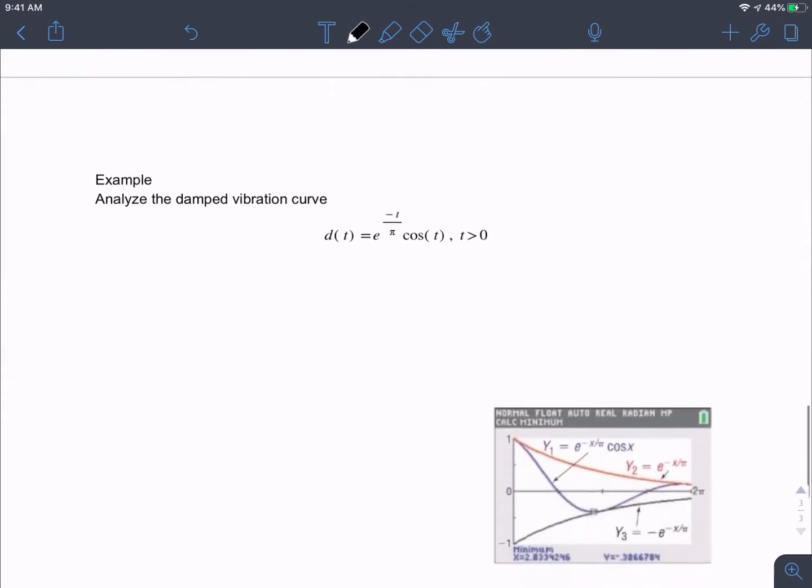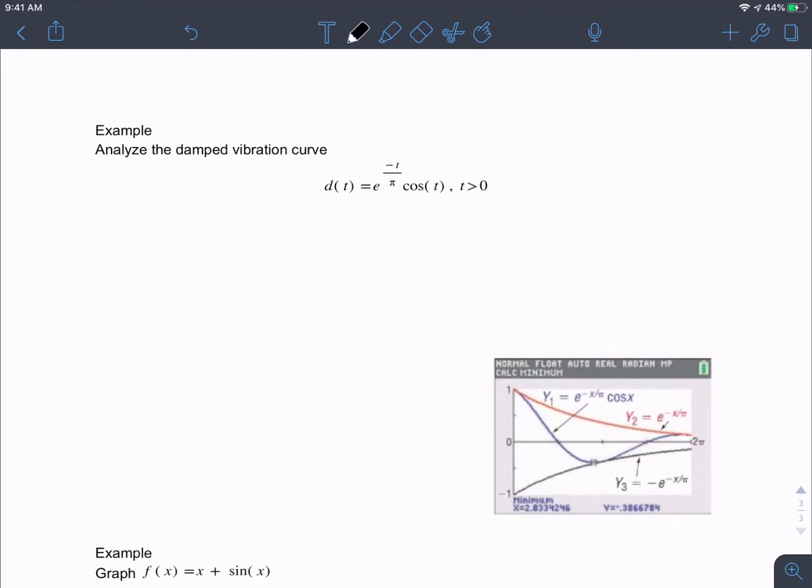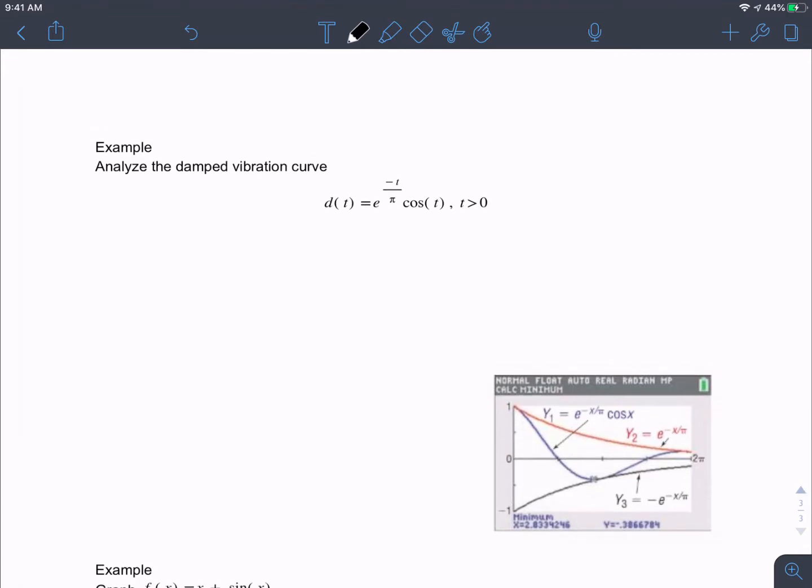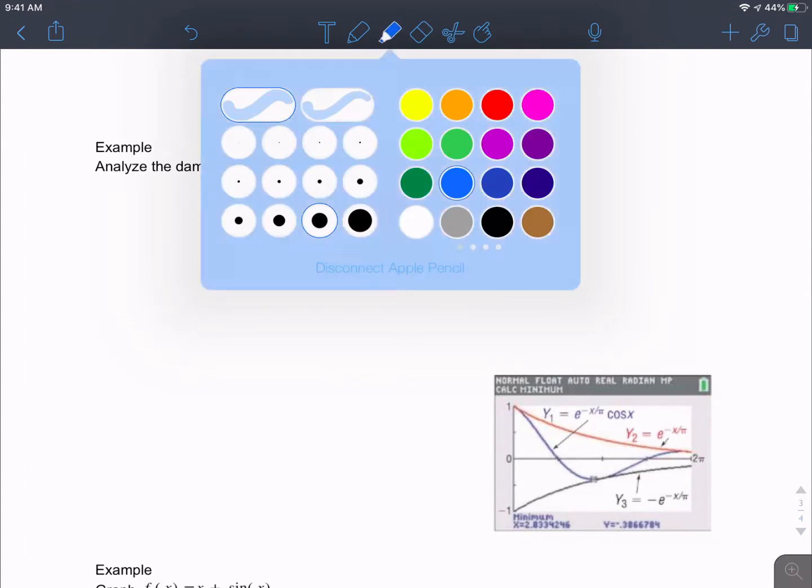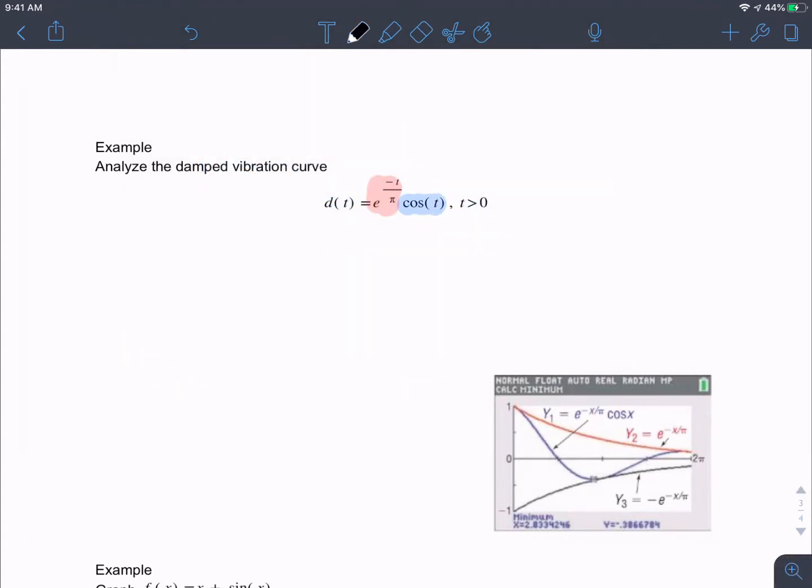Here we go. So in this problem here, they're giving us the damping equation, and they're asking us to analyze it. And so what we can see is that the displacement of this equation is a product of two functions. We have this function and we have this function here. Now both of these functions we're going to be using, and so what we need to remember is we can use the absolute value property for this.